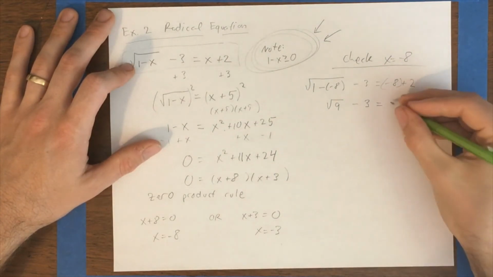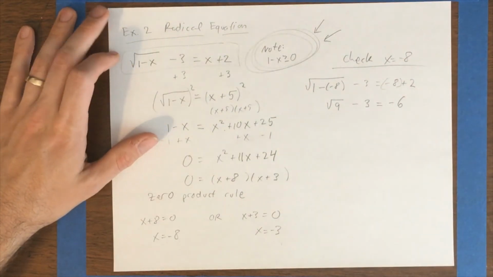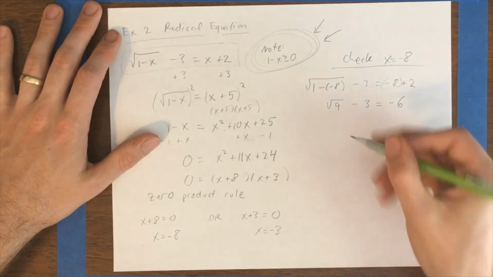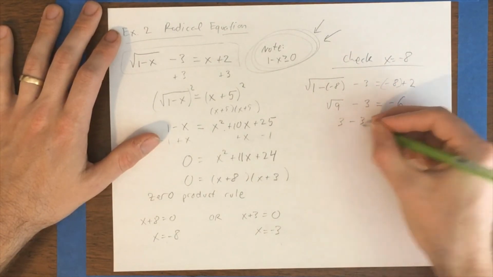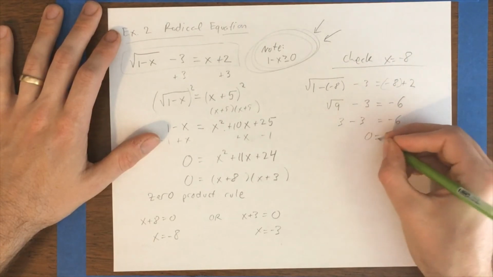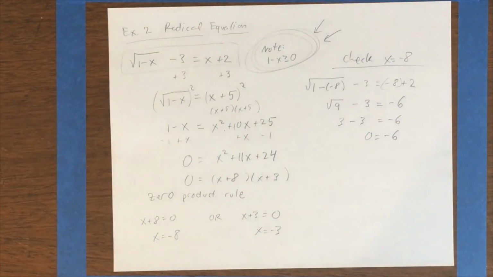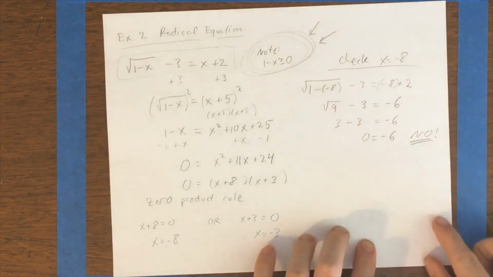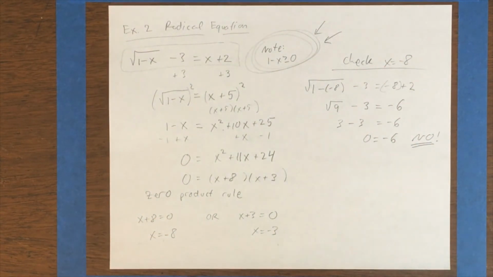But that's not the only problem we could have. So let's keep going here. -8 plus 2 is -6. So now my square root of 9 is 3. And I get 3 minus 3 is 0, equals -6. Well, that's obviously not true, right? No. So what went wrong?